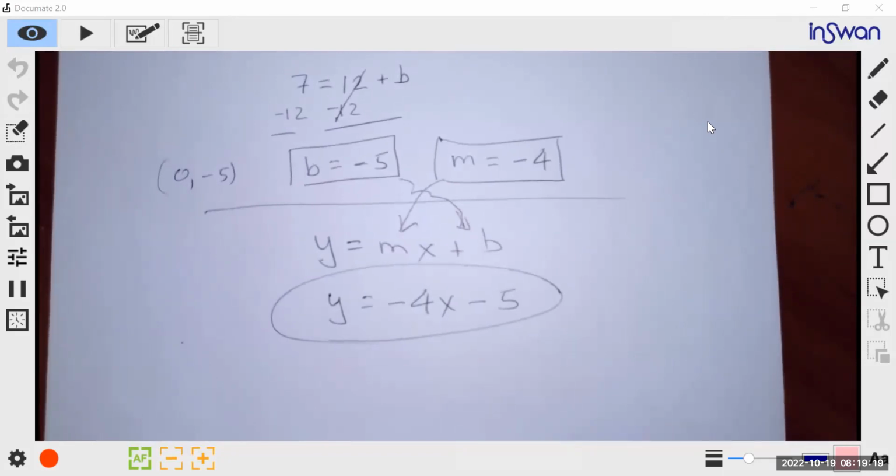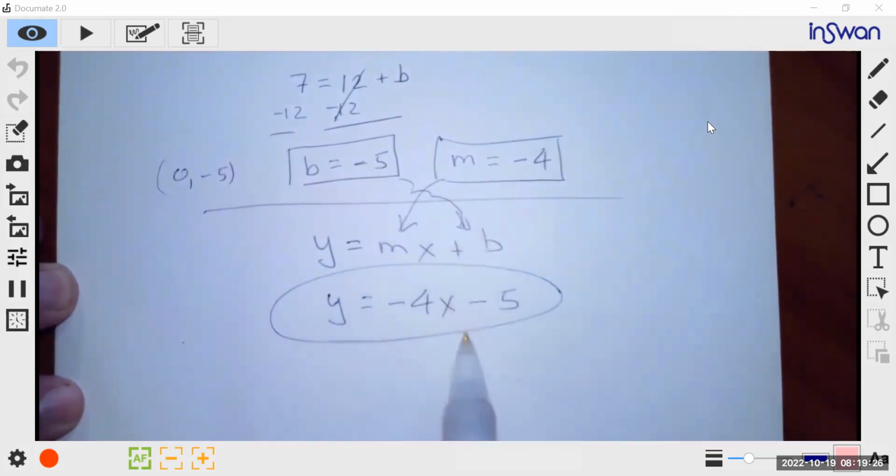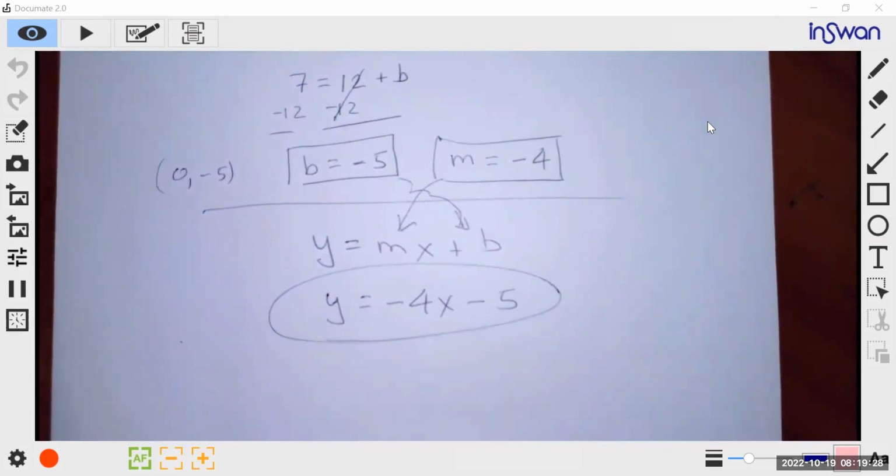If I give you a point and a slope, then you just start off from this part here. I'll give you a point and a slope. Just start with that, find B, and go for it.